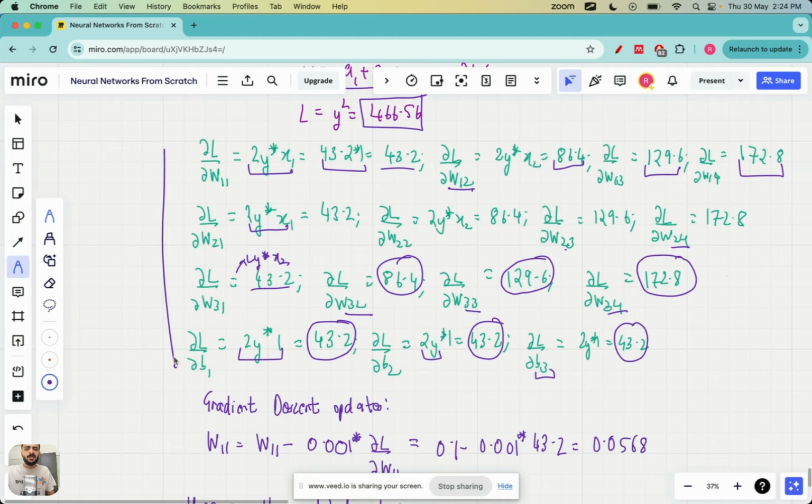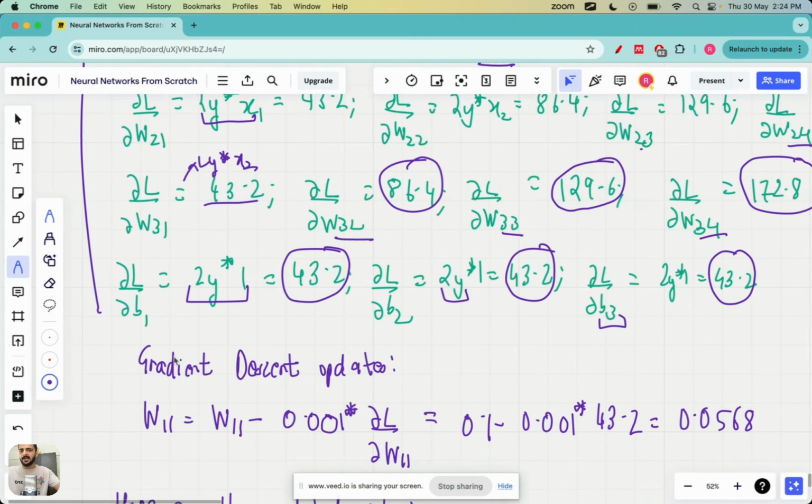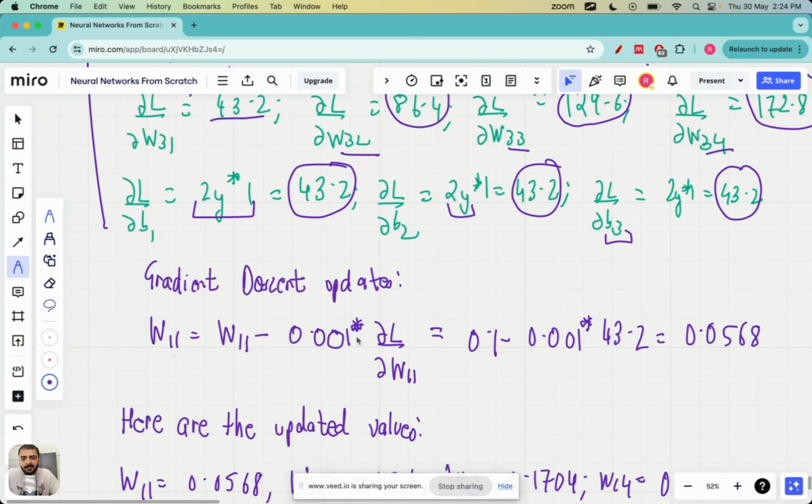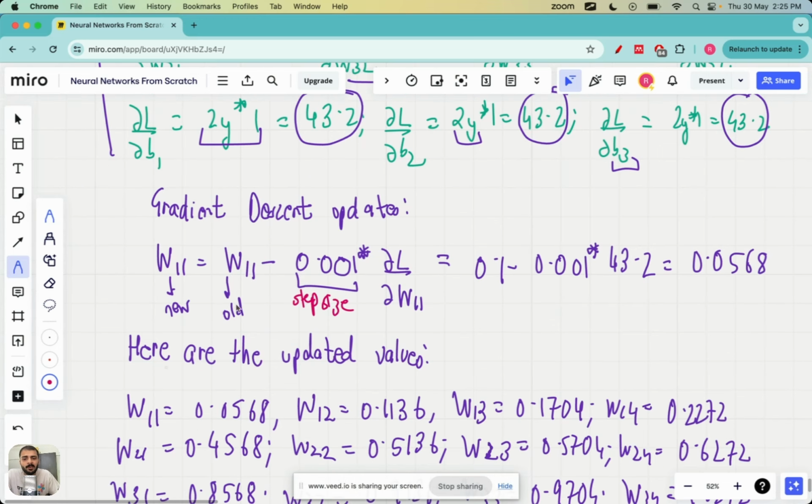That's great. Now we have the partial derivatives with respect to all the 15 parameters which have been computed over here. And now we are ready to do the first update of the gradient descent, right? The way we are going to update is that we subtract the learning rate multiplied by the partial derivative of the loss with respect to that weight. So the new value of W11 will be the old value minus 0.001, which is the step size, multiplied by the partial derivative of loss with respect to W11. So it turns out that the updated value for W11 is 0.0568.